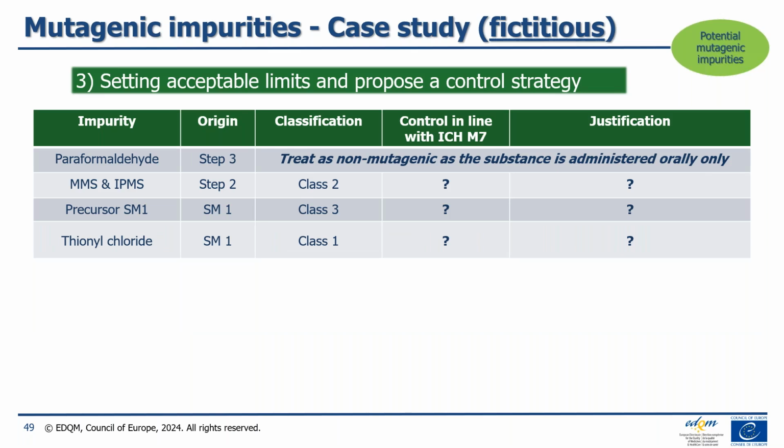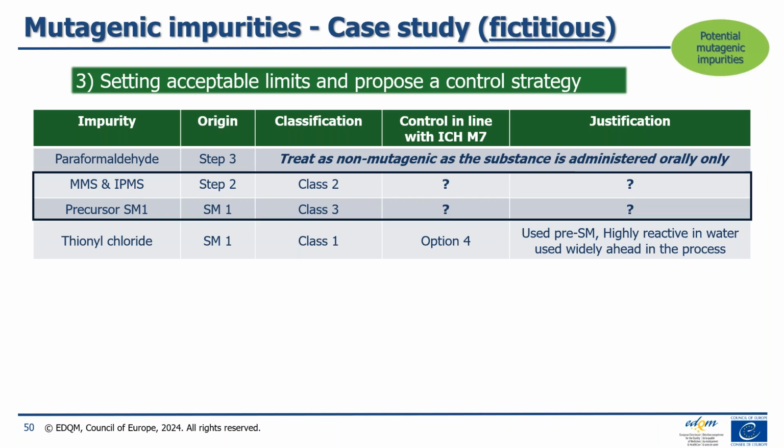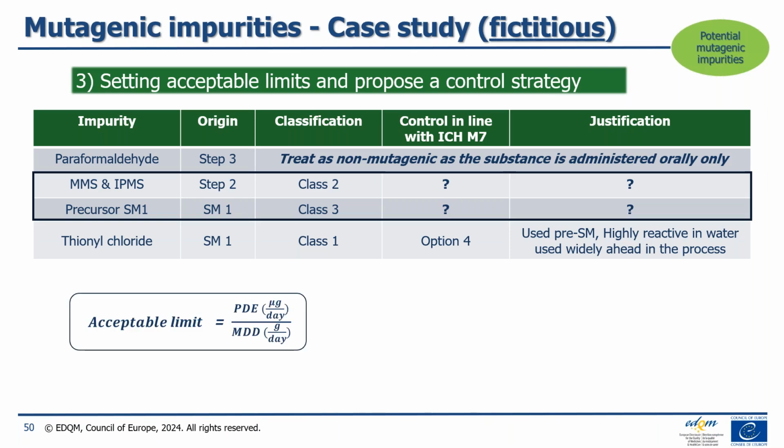So now, how to set acceptable limits and propose a control strategy. As we've seen, formaldehyde will be treated as not mutagenic. Coming to thionyl chloride, we can directly propose an option 4 because it is used very early in the process, pre-starting material. It is highly reactive in water, which is widely used ahead. So we do consider that option 4 is justified, and this will be the minimum justification that we would be expecting. Then we will see more in detail the 2 other examples.